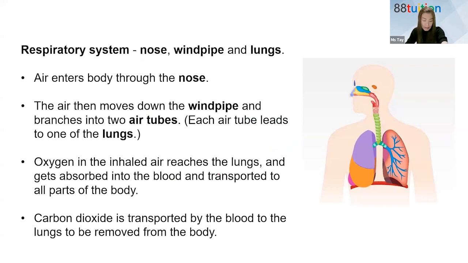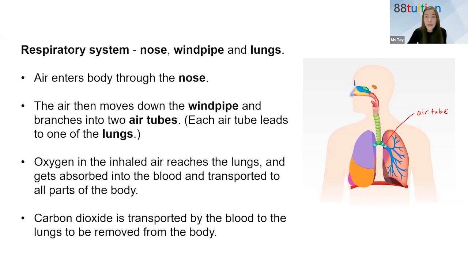Very quickly, you know the respiratory system of human beings consists of the nose, windpipe, and lungs. So air enters the body through the nose. Sometimes we use our mouth to breathe, especially when we are ill, especially when we have our nose blocked. No choice, we have to use our mouth. So the air moves down the windpipe and branches into two air tubes. And I already said, right? These are the air tubes. So this is one of them. Each air tube leads to one of the lungs.